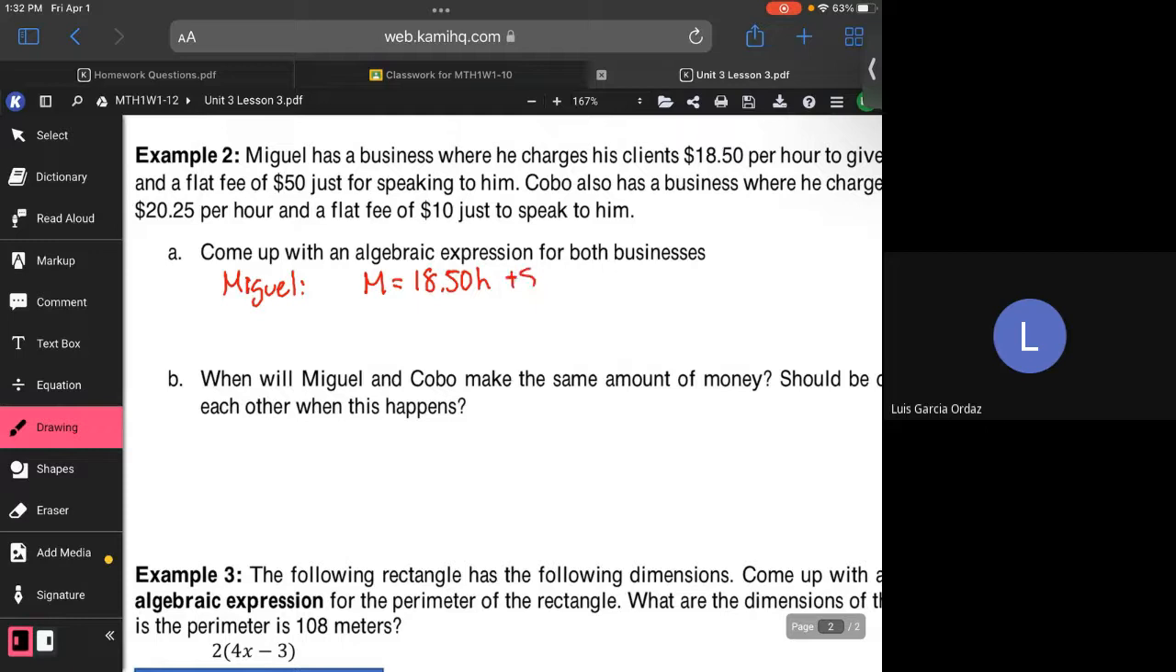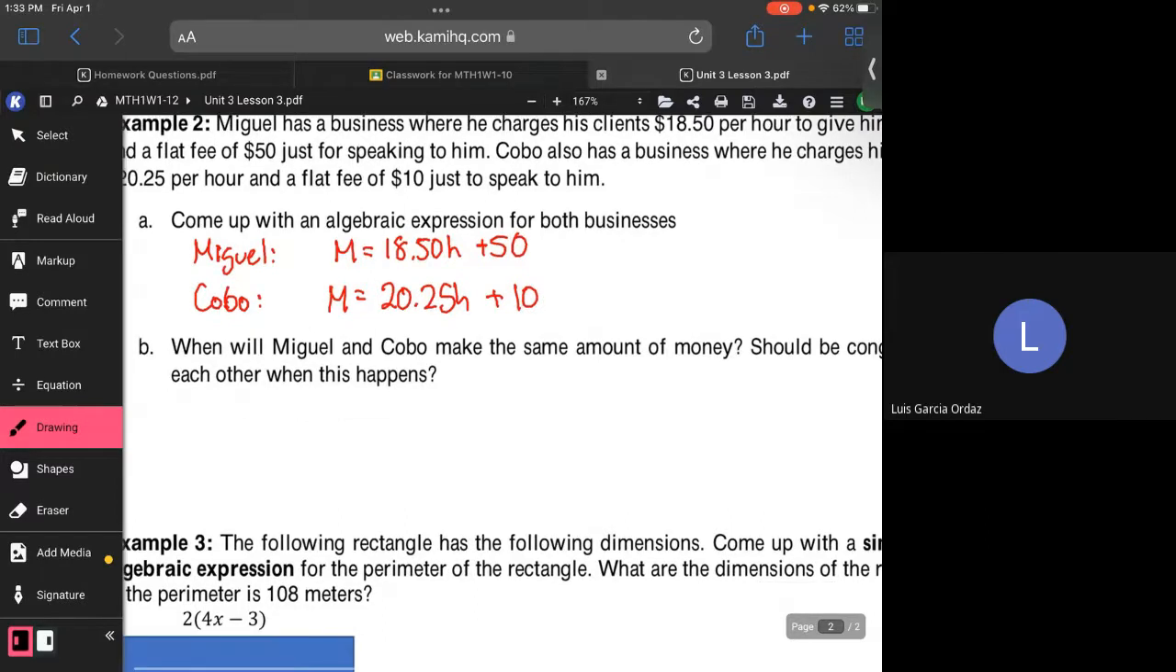Someone else give me Kobo's. M equals 20.25 H, and then plus 10. Perfect. Good job.